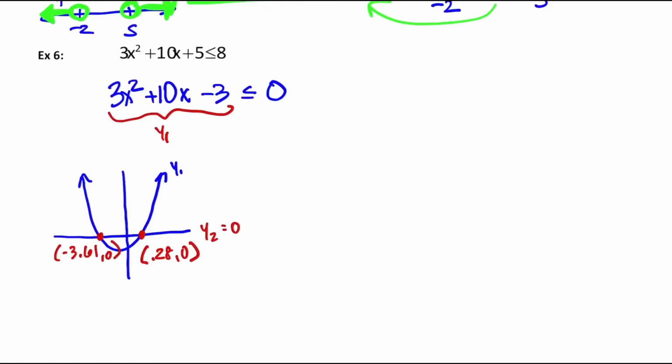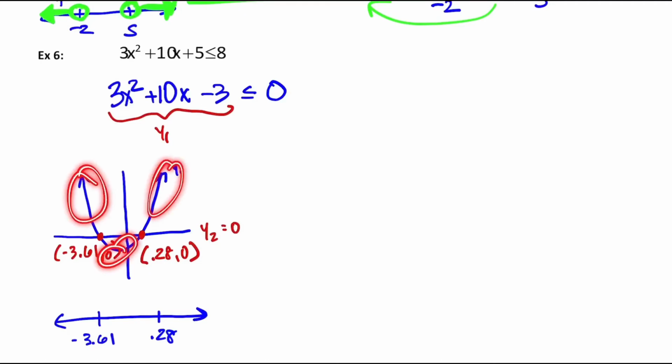So again, what I want to do is make my number line. I'm going to use those two values. Number line, this is going to be negative 3.61. This is going to be 0.28. And I need to interpret the inequality. I know by looking at the graph, positive, negative, positive. So I'll throw those in here.